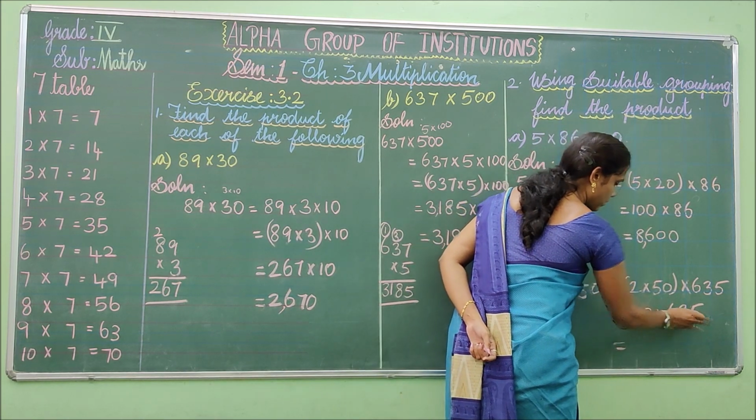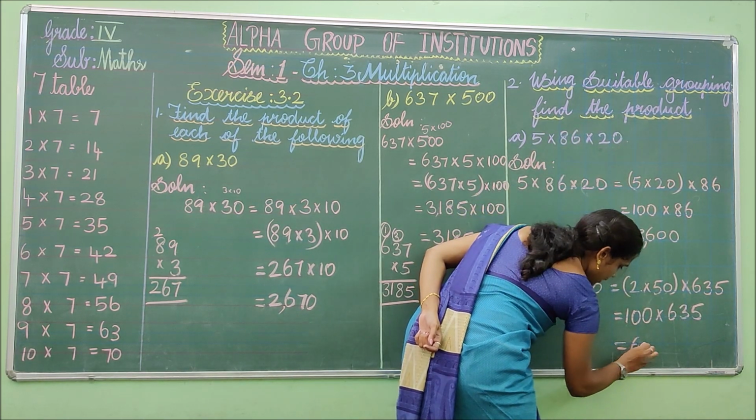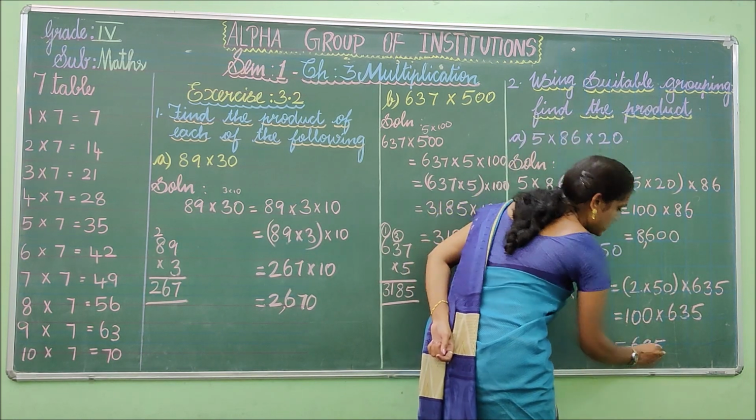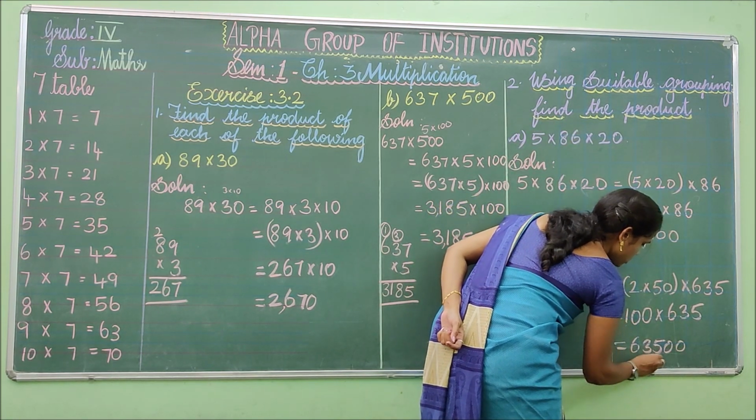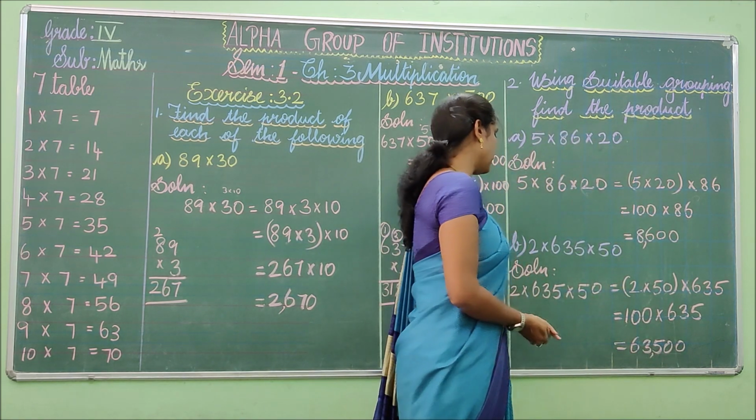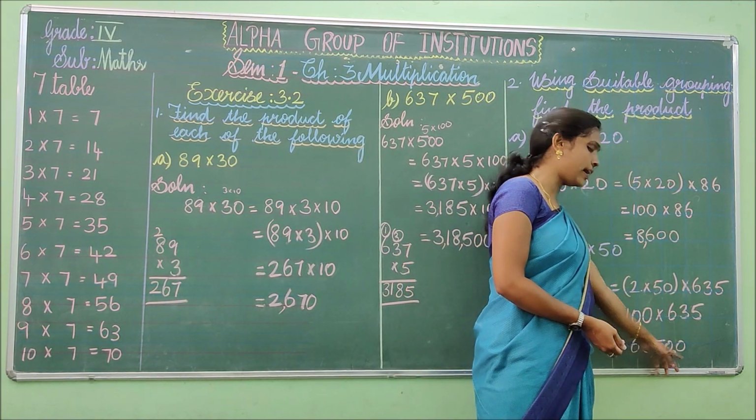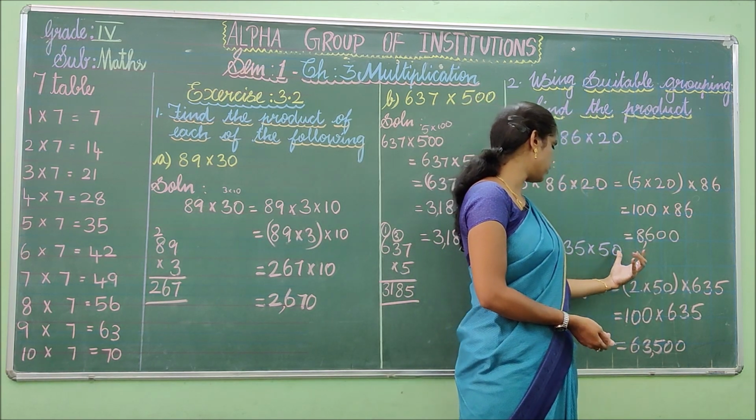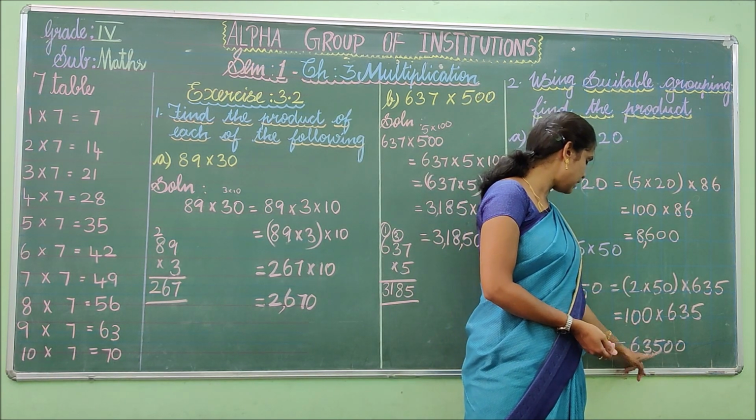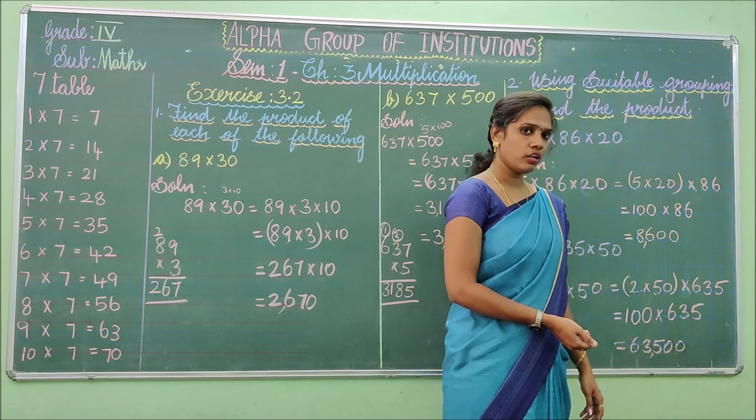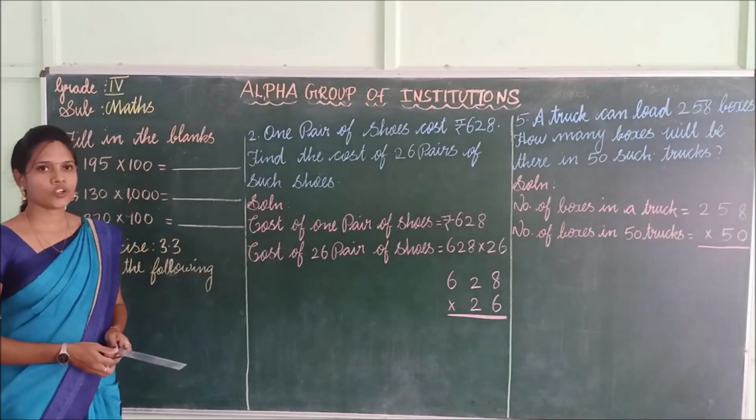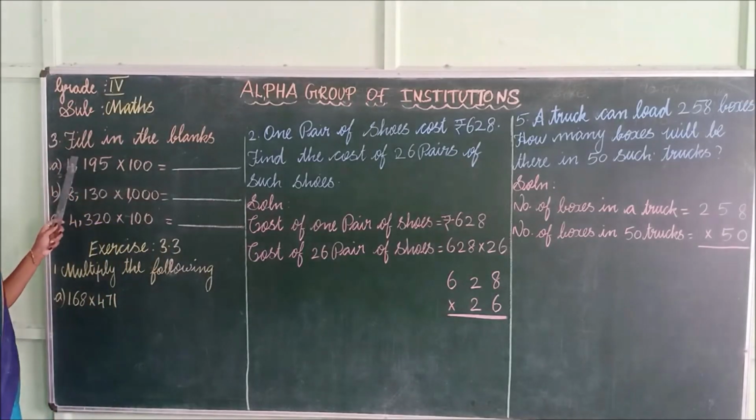So 635 into 1 is 635. How many zeros are there? Only 2 zeros. Okay. Add that 2 zeros and put the comma. So it becomes 63,500. Okay. So 2 into 635 into 50 is equal to 63,500. Okay children. So shall we move on to the third problem now? Yes. Okay children. Now we move on to third problem.